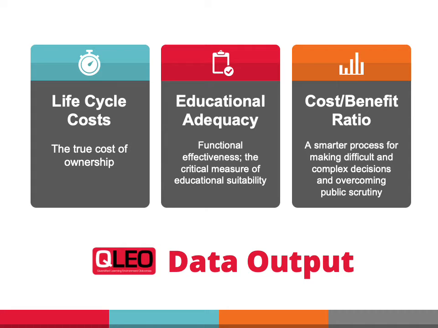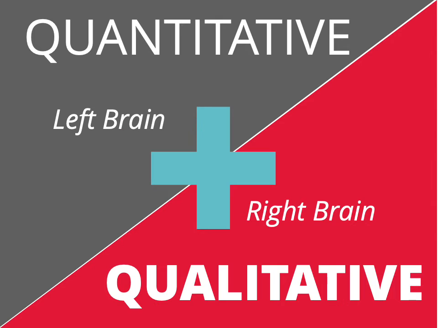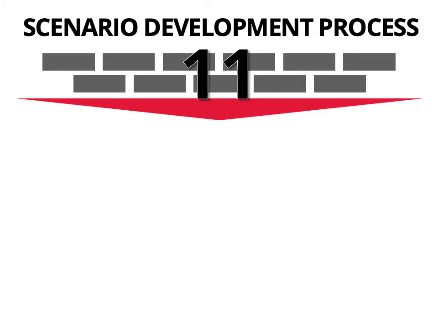With this information calculated, we have 3 pieces of comparative information: life cycle costs, the educational adequacy of the scenario, and this cost-benefit ratio. With this quantitative information via QLEO, we have objective information that, when considered alongside the more subjective district and community goals, allows decision makers to make the most fully informed decision.